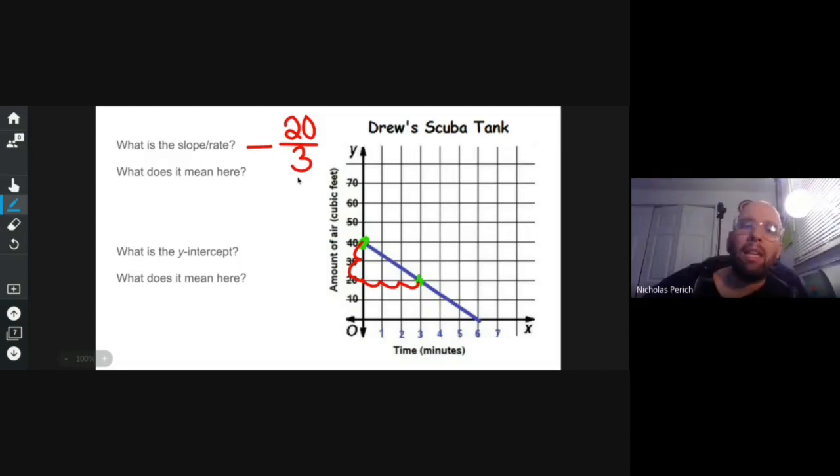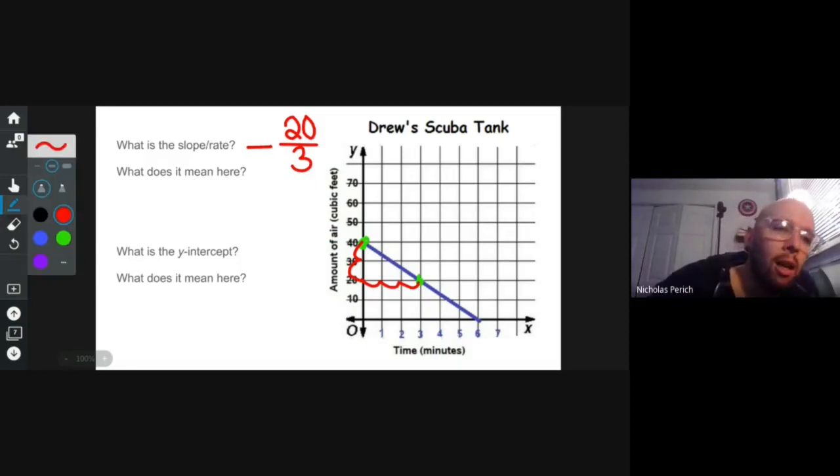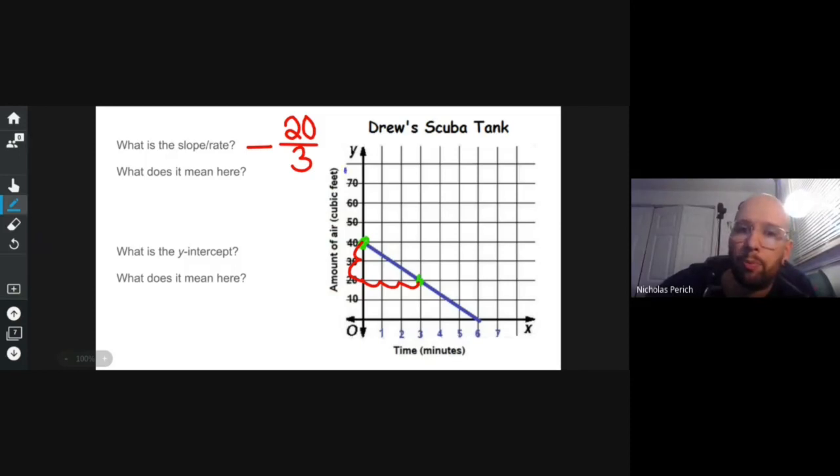What does that mean? The 20, remember, it's y-axis per x-axis. So we are going to lose or decrease.